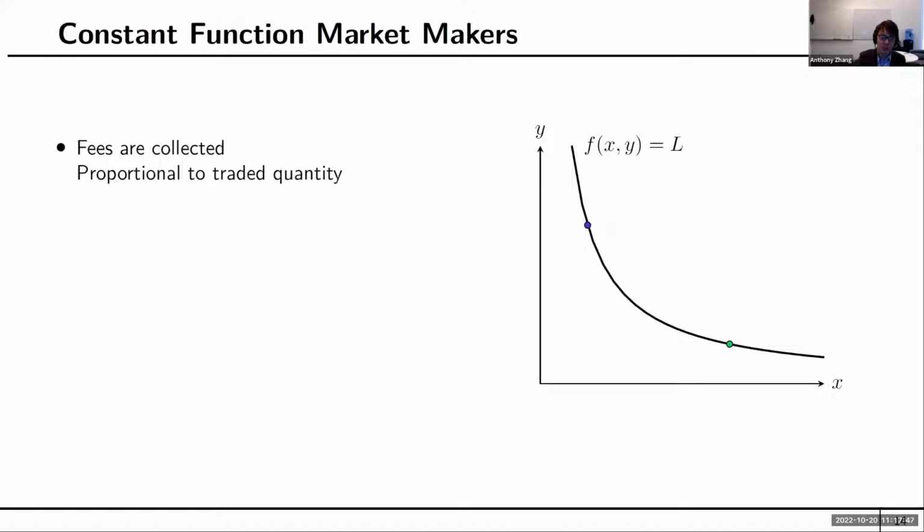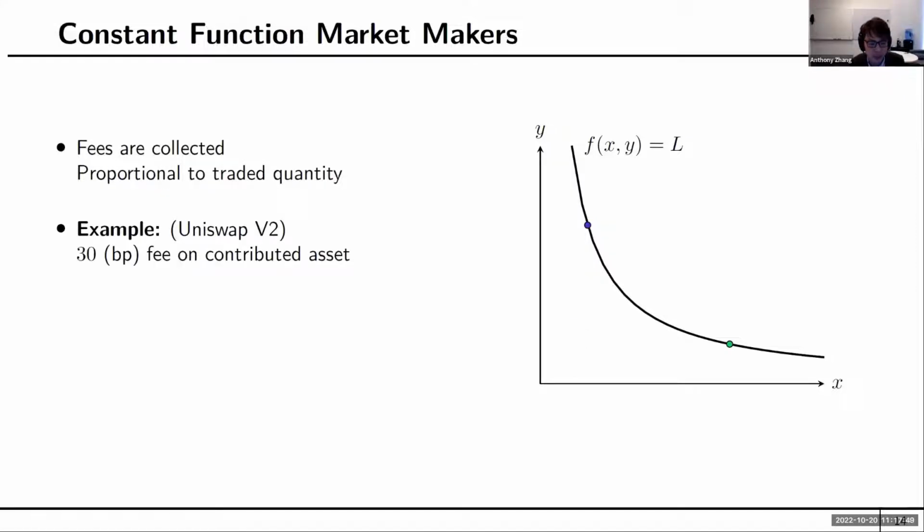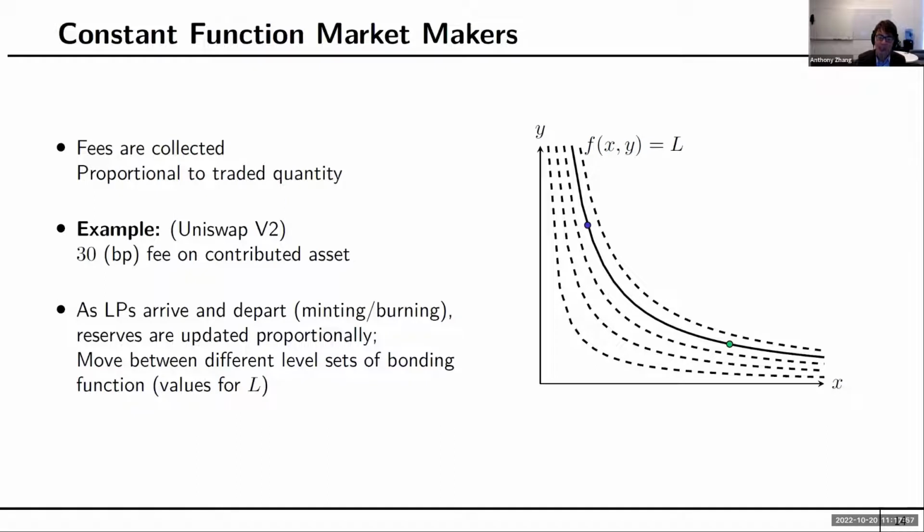Fees are collected proportional to traded quantity. For example, on Uniswap v2, any trade with an AMM is going to pay 30 basis points of the trade in fees. We're not going to talk that much about this in this talk, but as LPs arrive and depart, they're minting and burning. You can move to higher and lower level sets as liquidity providers add or remove money from the pool.